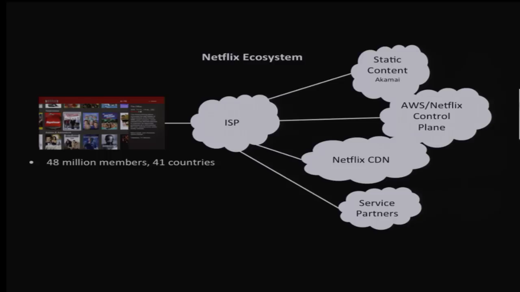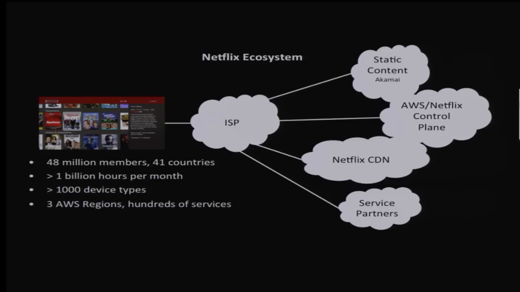So we've got roughly 48 million customers now and growing. We're in about 41 countries, and we've already announced that we're going to be expanding internationally later in the year. In a given month, we serve up over 1 billion hours of viewing to our customers. We are on over 1,000 different device types, including DTVs, game consoles, Android devices, etc. We're in 3 AWS regions, and we have hundreds of services that we deploy into each one of those regions. And at peak, we're handling hundreds of thousands of requests per second.